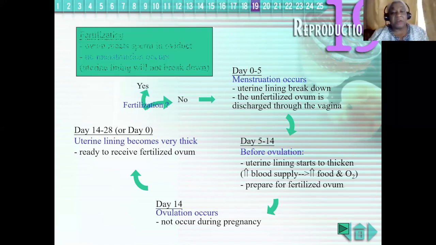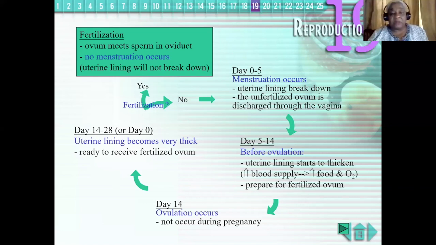So if fertilization does occur, that is when the ovum meets the sperm, then no menstruation occurs and the uterine lining will not break down.